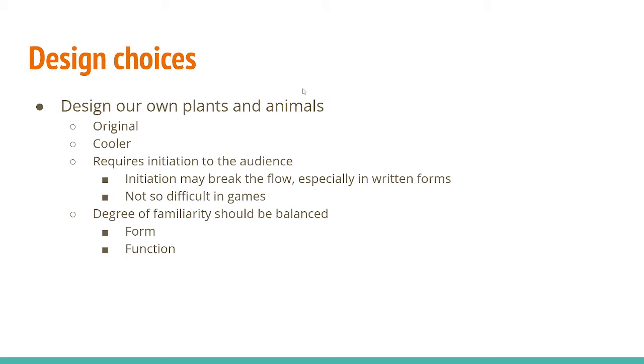So this may break the flow, especially in written forms. In novels, you have to stop and explain what that creature looks like and what it does and how it moves. But it's not so difficult in games. You just show them and make them listen to the sound of it, and the players will get an idea of what it will do or what it is. So in that sense, the degree of familiarity should be balanced in terms of form and function.